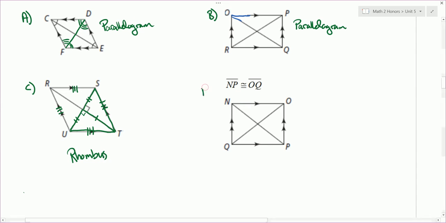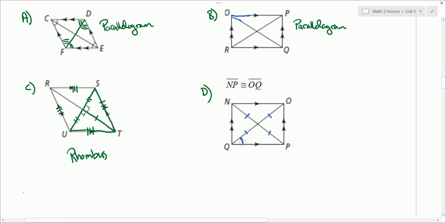On, we'll call it part D. NP is congruent to OQ. Alright, so the diagonals are congruent. And they bisect each other. So all four pieces are the same length. So this is made up of 4 isosceles triangles.